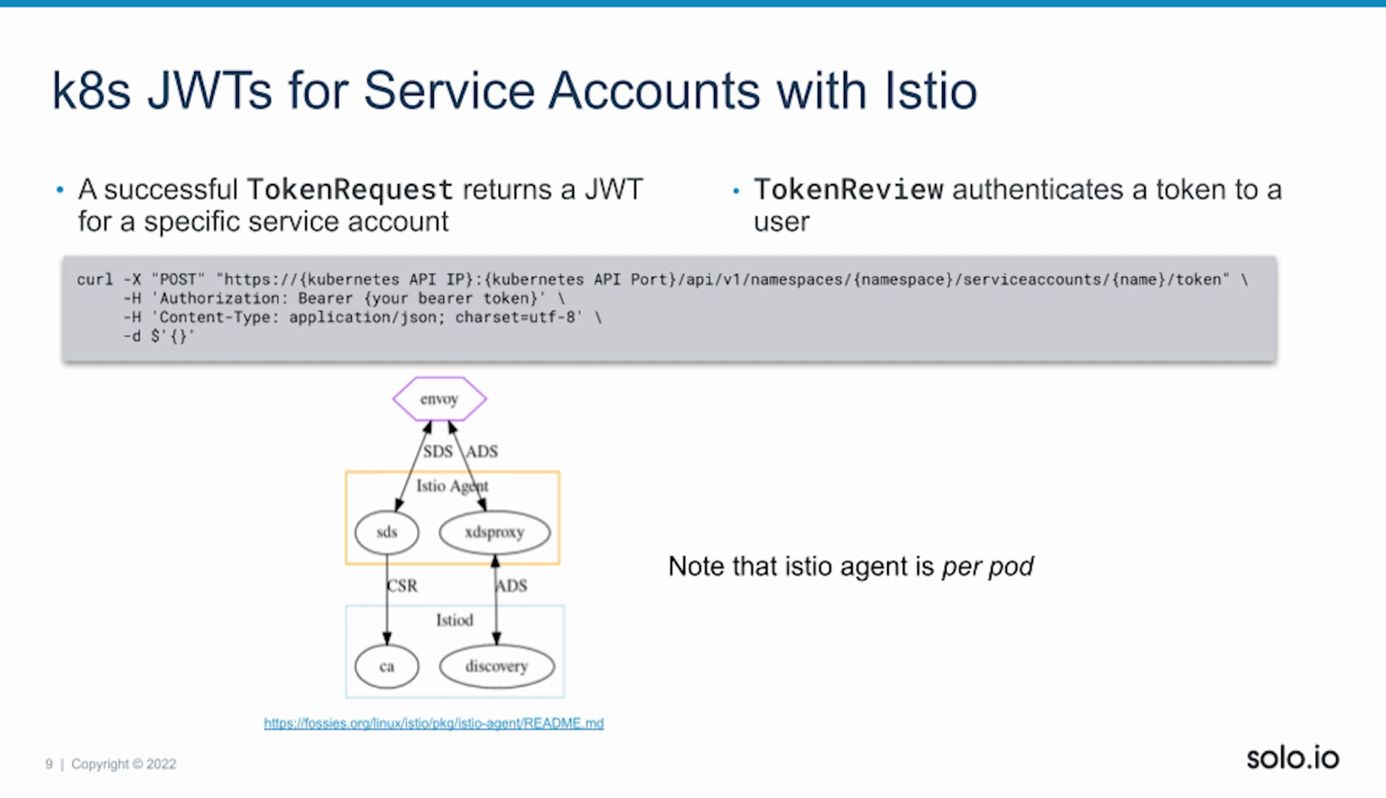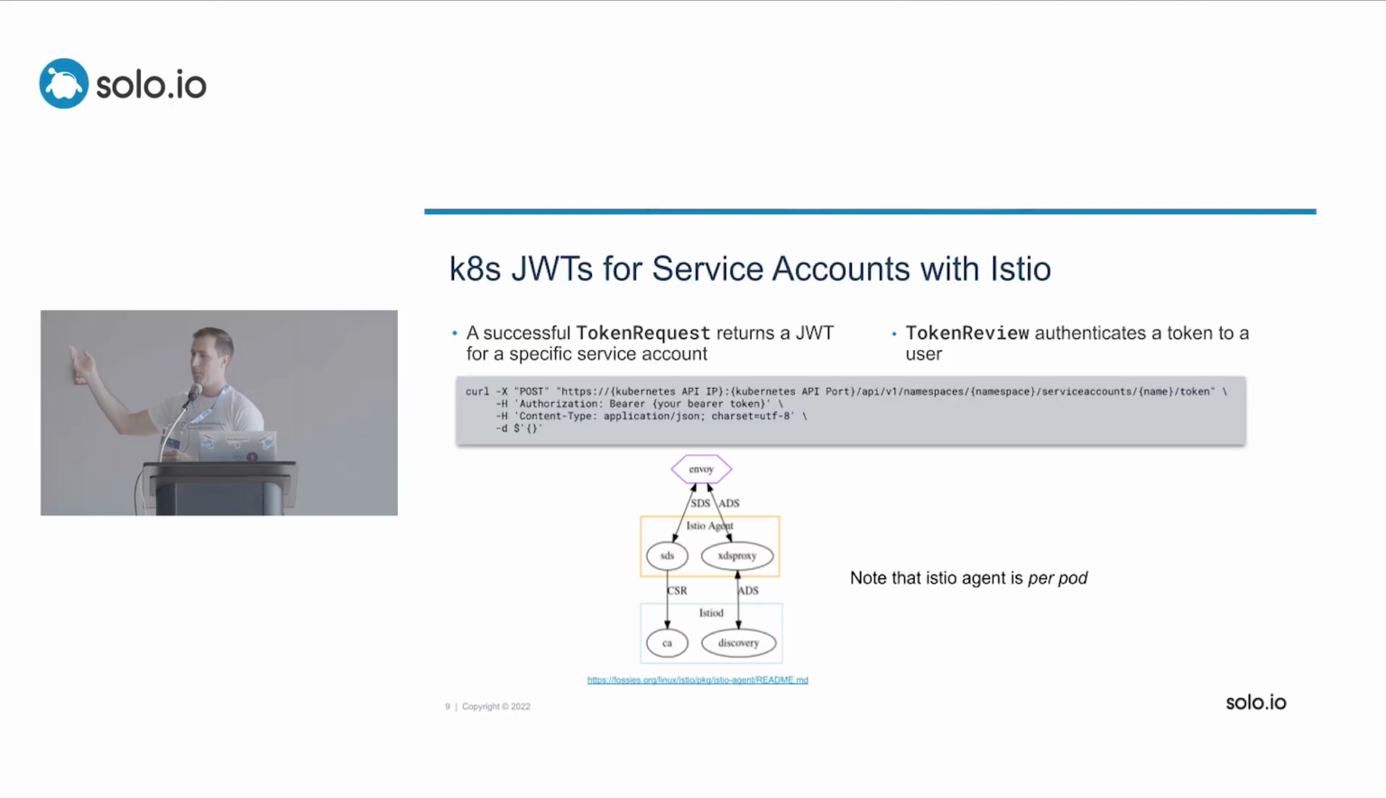When you want a new cert, the Istio agent makes a token request to the Kubernetes API server. It says, I am microservice foo, I am service account foo, I want a JWT that proves that I am foo. Then it sends that JWT to istiod when it wants a cert signed. It generates a key locally and keeps it private, but sends the public portion to be signed along with the JWT that proves it is foo. istiod will then get that token reviewed by the API server and then sign that cert. The important thing to note here is that the Istio agent is per pod. So in the sidecar model, there is one Istio agent per pod.